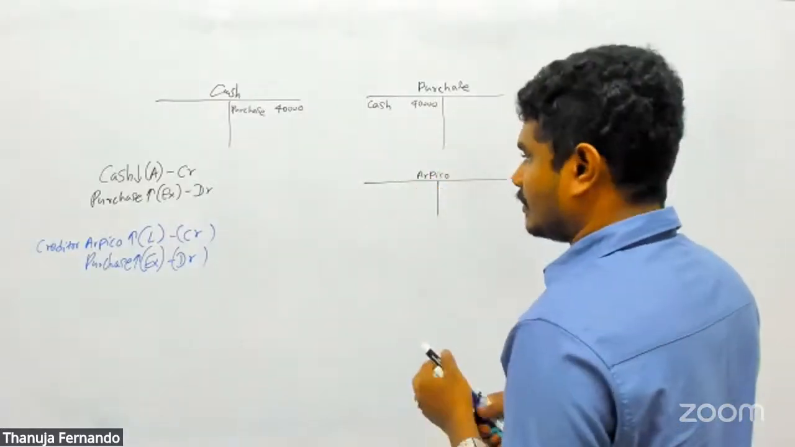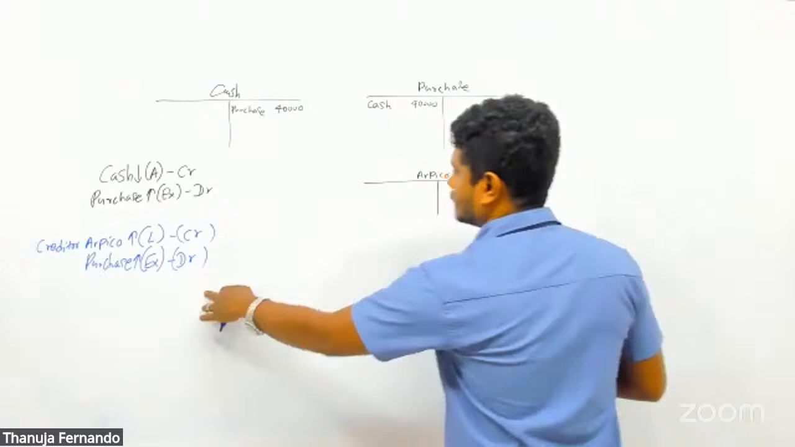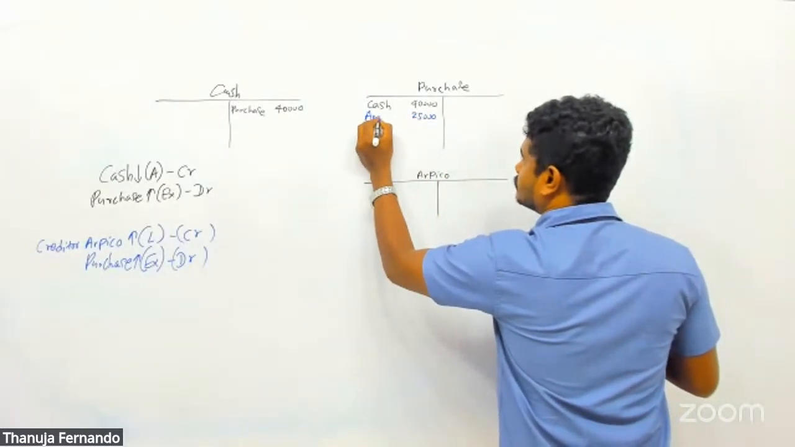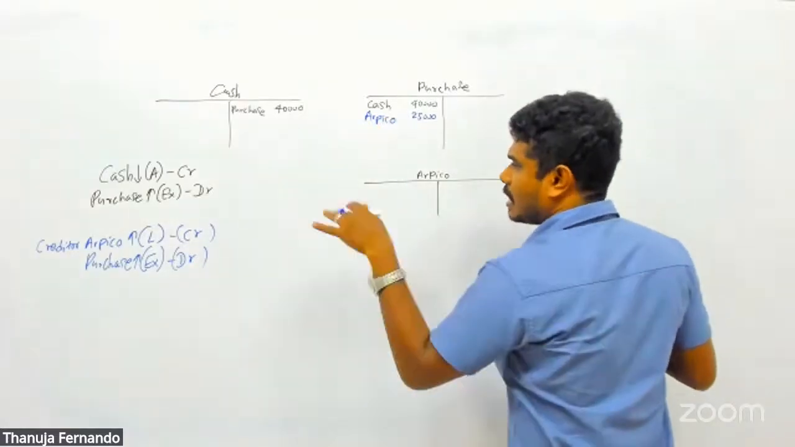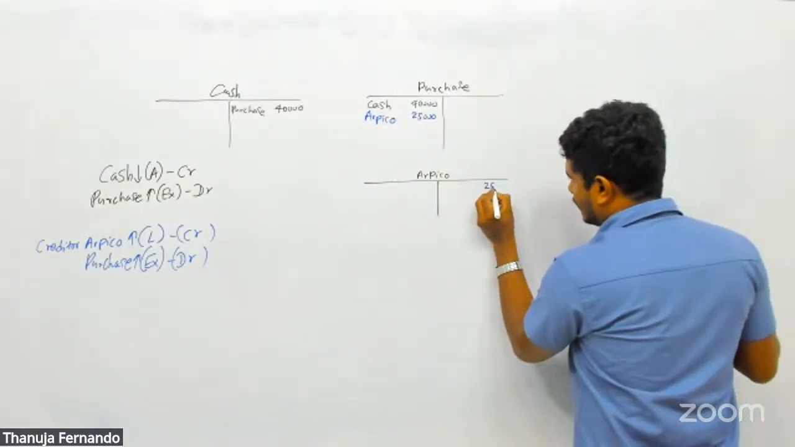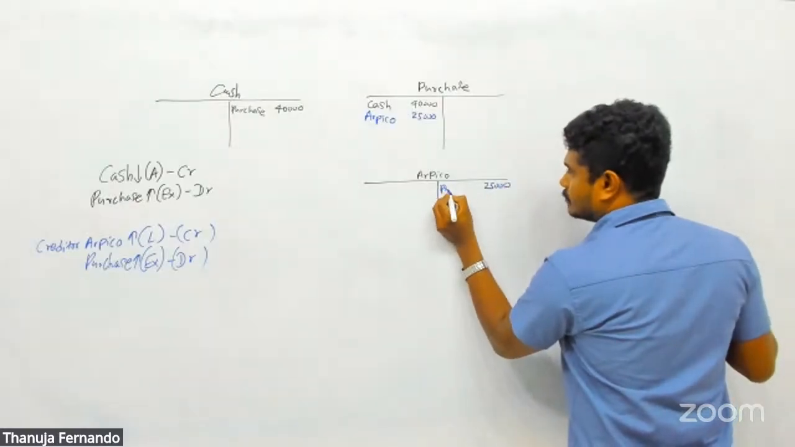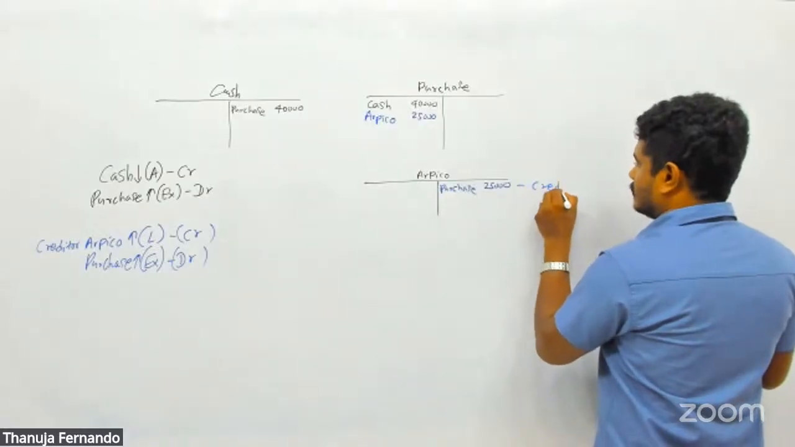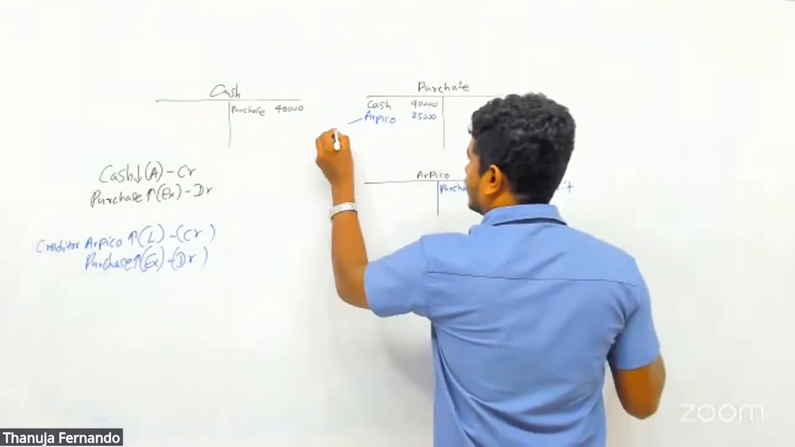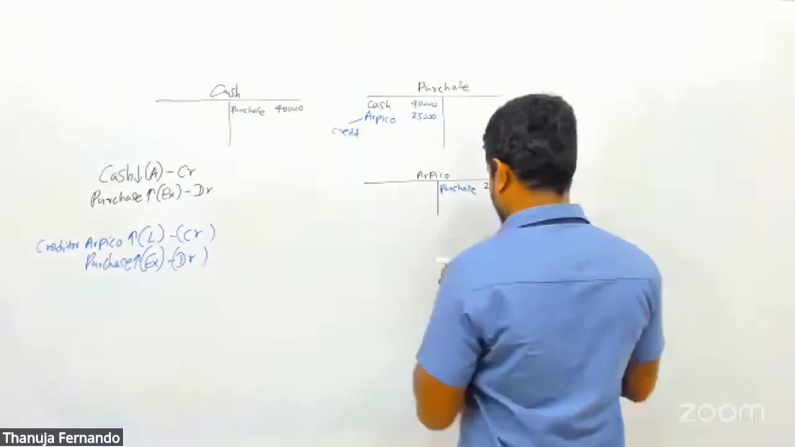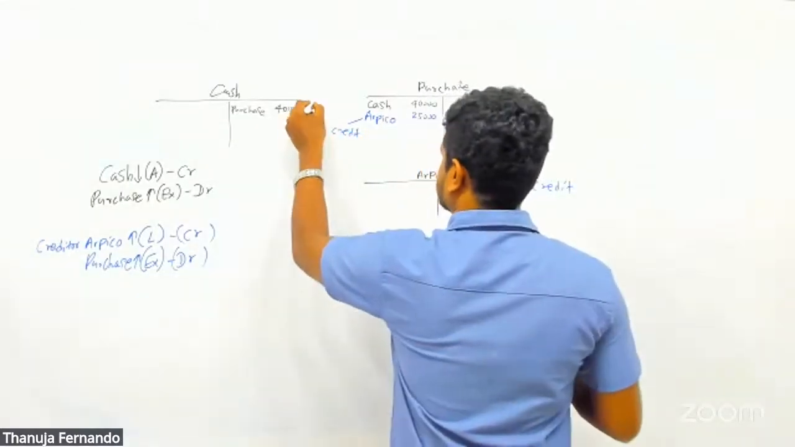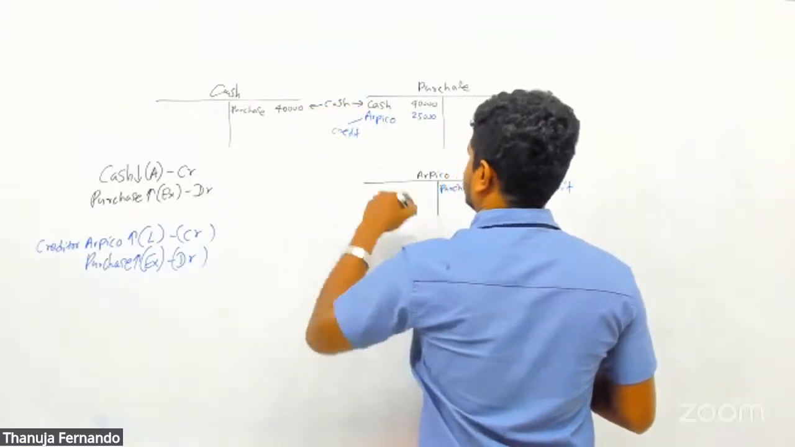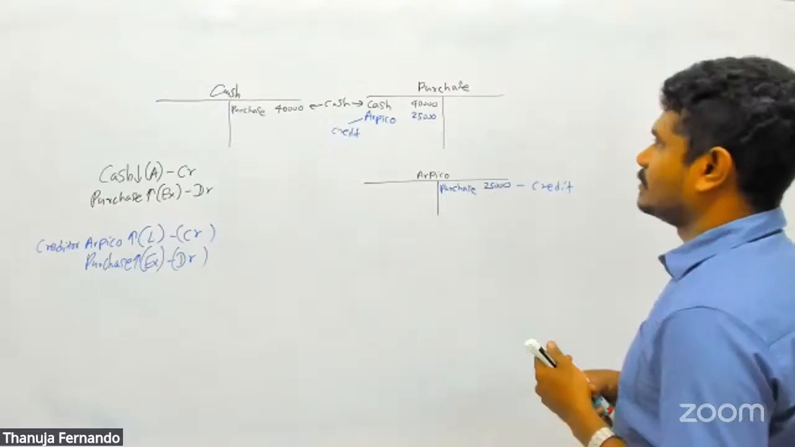Right? So we record purchase debit 25,000 as Arpico. And on the other hand, Arpico credit 25,000 as purchase. This is the credit purchase, and this is the cash purchase. Then you can identify the difference between both these.